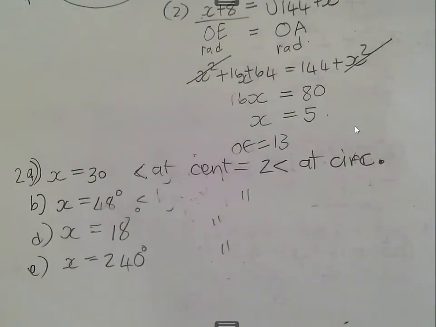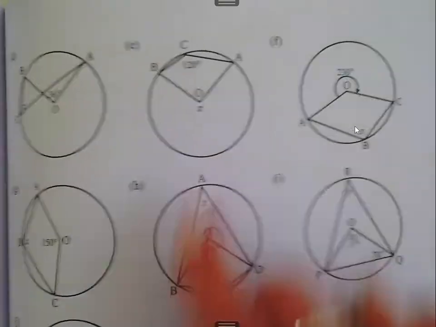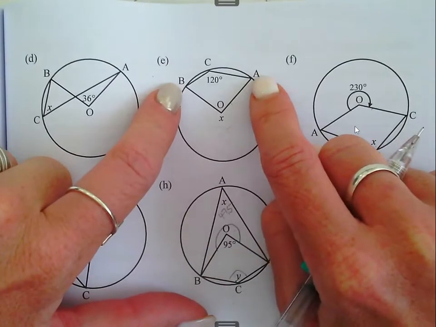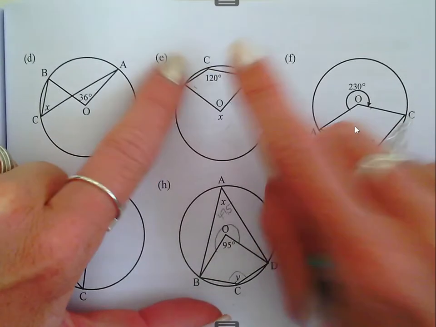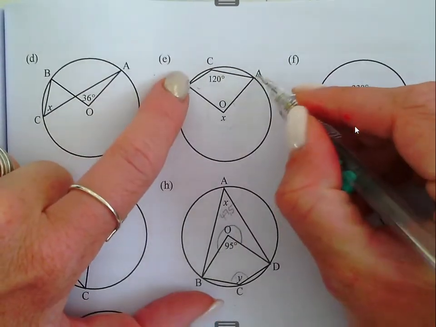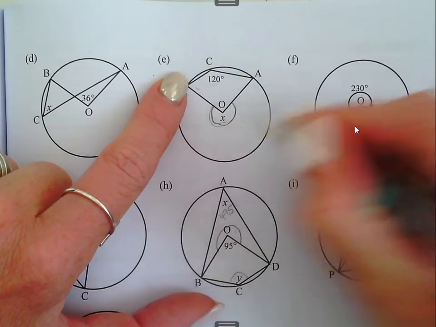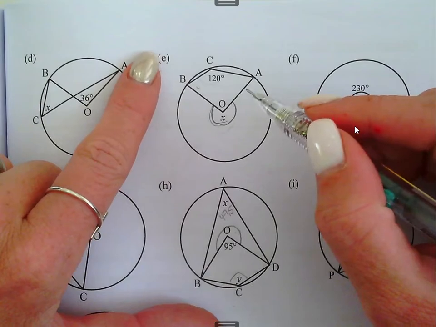E. Did you struggle a bit with E? I hope you didn't. You see, the 2 points subtending C are A and B. There it is. Do you see it? And A and B also subtend this big angle here. That angle is a reflex angle.